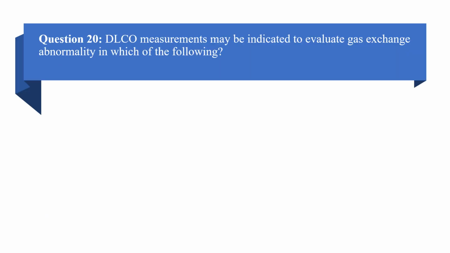Question 20. So we're about halfway through these questions. DLCO, the diffusing capacity of the lung for carbon monoxide, measurements may be indicated to evaluate gas exchange abnormality in which of the following conditions? A, ketoacidosis, B, myasthenia gravis, C, interstitial lung disease, and D, bronchitis. The correct answer is C, interstitial lung disease.